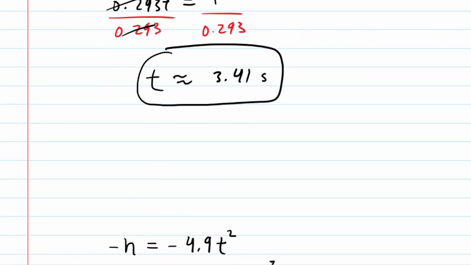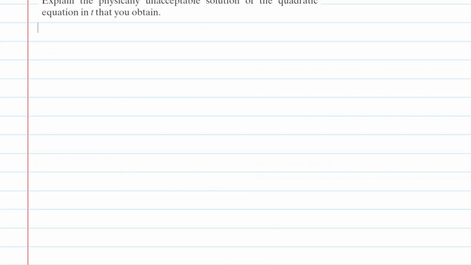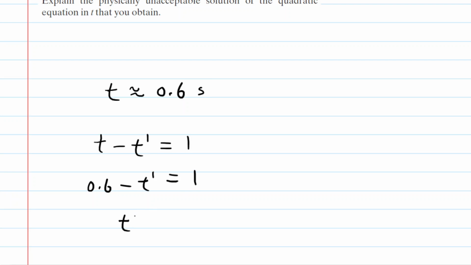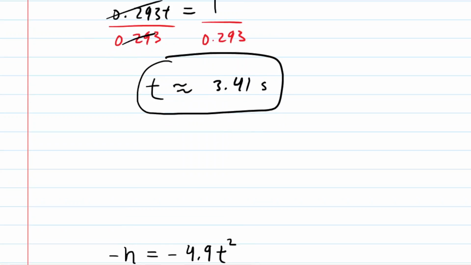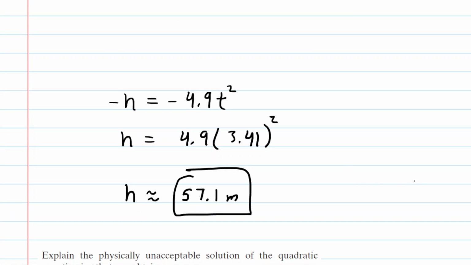Now, if we had used the negative value of 1.414 and then solved for t, we would have obtained t was approximately 0.6 seconds. Perhaps as an exercise, you can go back and try that. But that's not going to be sensible because t minus t prime was equal to 1. And if we plugged in 0.6 for t and then solved for t prime, it would be negative. And having a negative value for time just wouldn't make any physical sense in this case. So just a little bit about that part C. But parts A and B, the main parts of the question, were solved. Part A was 3.41 seconds, and part B was 57.1 meters.